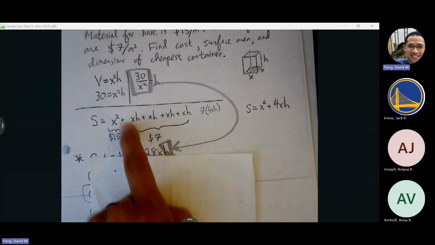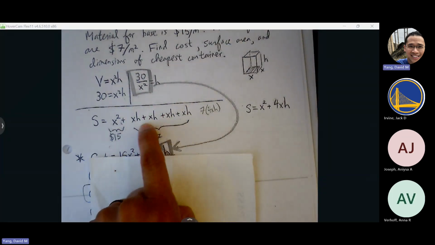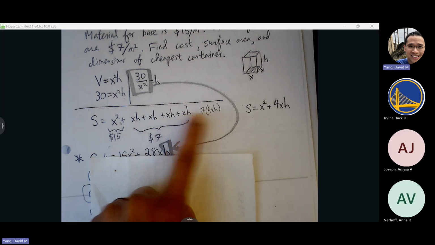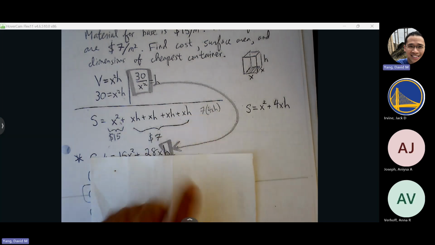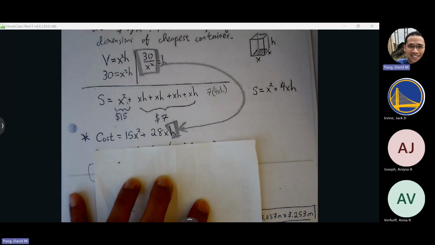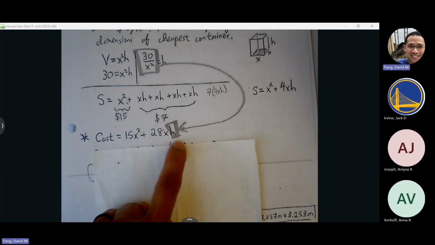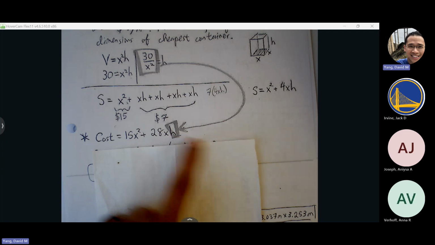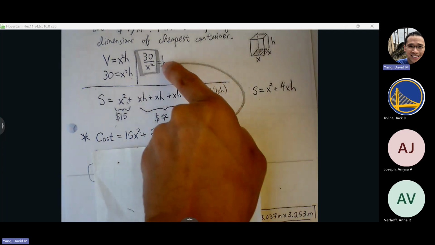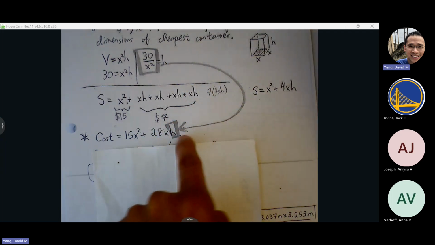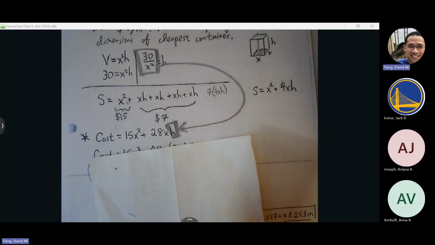So the 7 has to be multiplied into the sides. So this is 4xh. 4xh times 7 is 28xh. So here's my cost equation, 15x squared plus 28xh. I do want to find the derivative, but that h needs to be resolved. So I'm going to use my volume equation to help me make that substitution. Once I get that substitution in, now I'm just trying to get it cleaned up, getting ready for power rule, find the derivative, find the critical point.